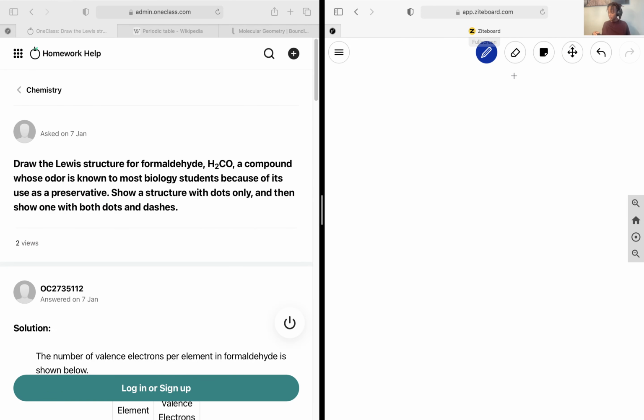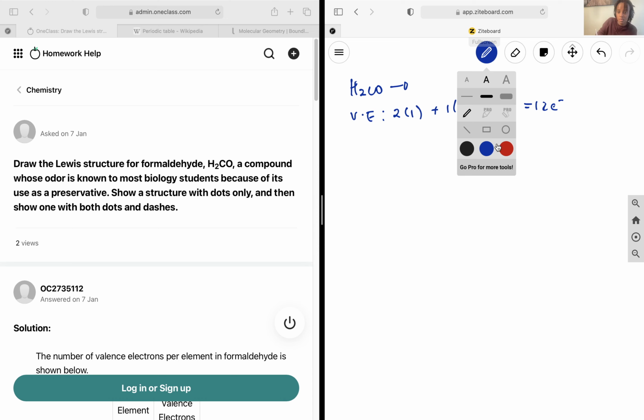Okay, next up we want to calculate the Lewis structure for H2CO. And so as usual, let's count our valence electrons. We're going to have 2 by 1 from the hydrogens, plus 1 by 4 because of the carbon, plus 1 by 6 because of the oxygen. And this is going to give us 12 electrons to distribute. We can go ahead and label all of these valence electrons.